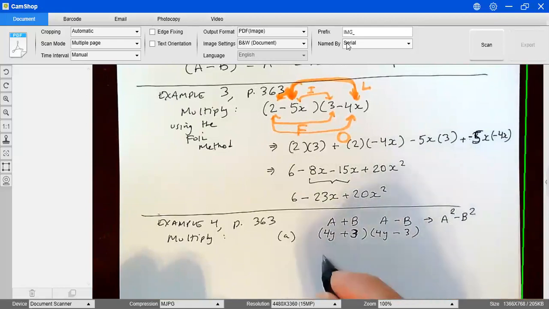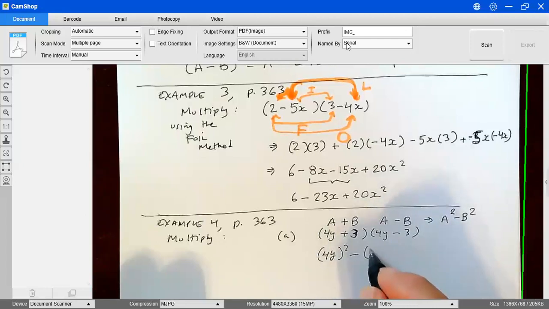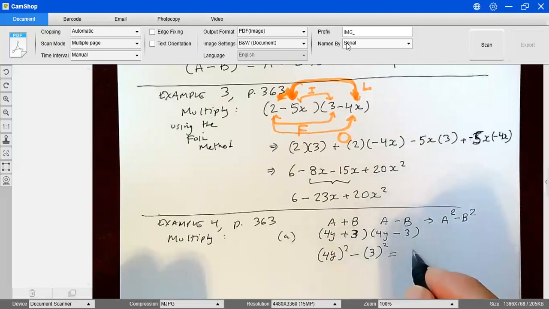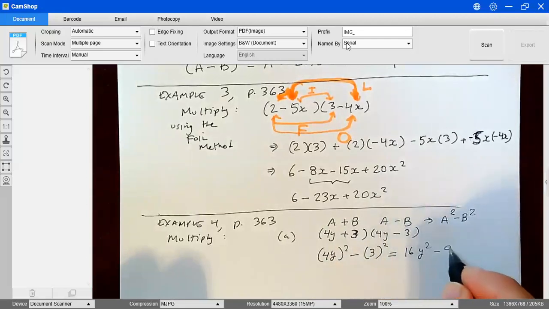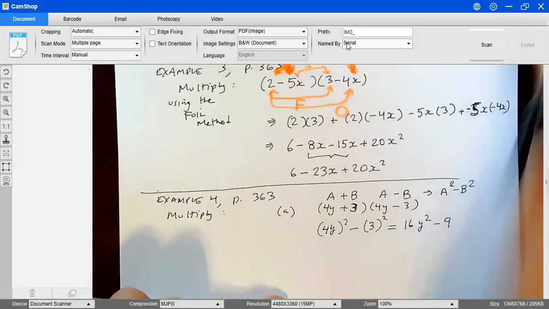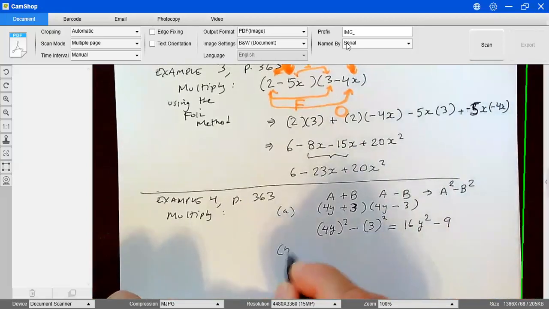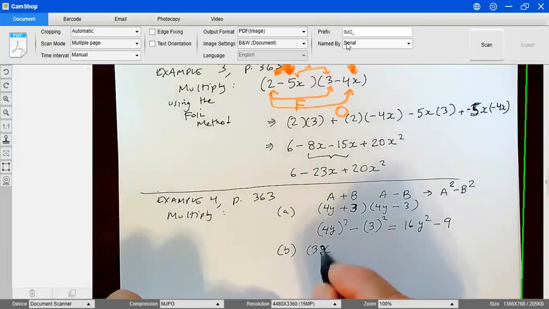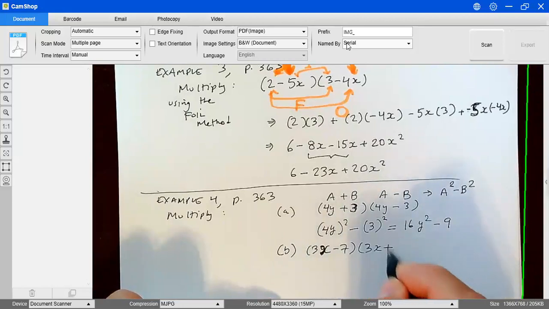So what is a? It is 4y. Minus what is b? b is 3. So I'm going to square that. The final answer is just 16y squared minus 9. Okay, let's work one more case. Now we're going to multiply (3x minus 7) and (3x plus 7).